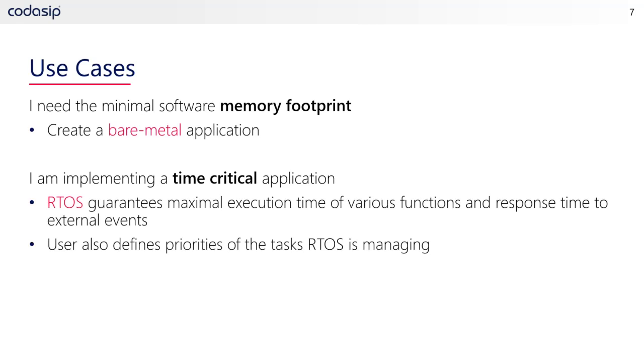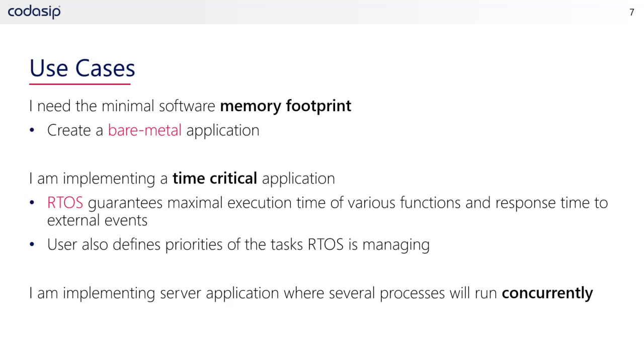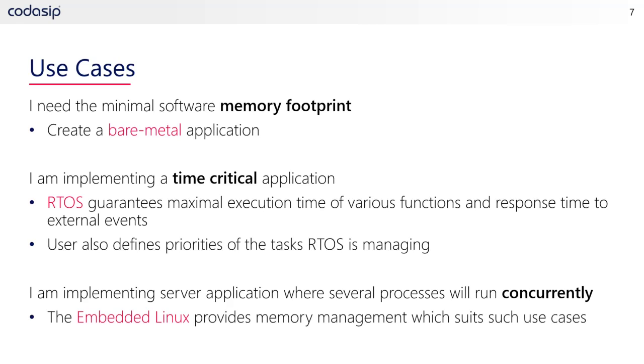Real-time operating systems come with a guaranteed maximal execution time of managed functions and also maximal response time to external events. Users of real-time operating systems also have the possibility to set up the priority of tasks the operating system is managing, which will influence how resources will be assigned to different tasks by the system. Largely concurrent applications, such as implementations of various servers, are very often a good opportunity to use embedded Linux. The complex memory management it provides will handle many applications sharing the resources of the server.